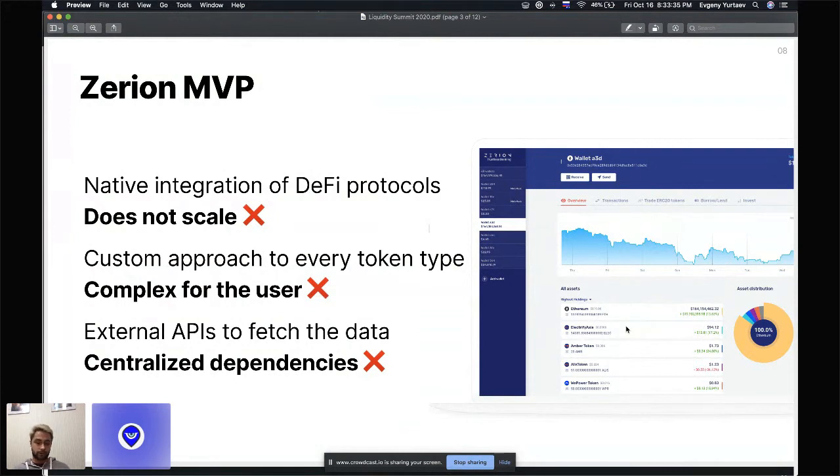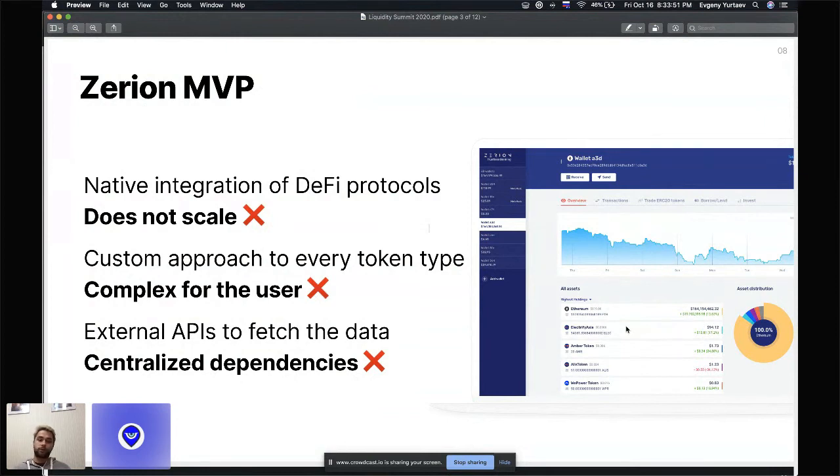There are three big problems with it. First of all, we were trying to approach every single integration natively. So we were essentially replicating the UI of the protocol itself, and trying to fit it in Zerion. This approach does not scale.